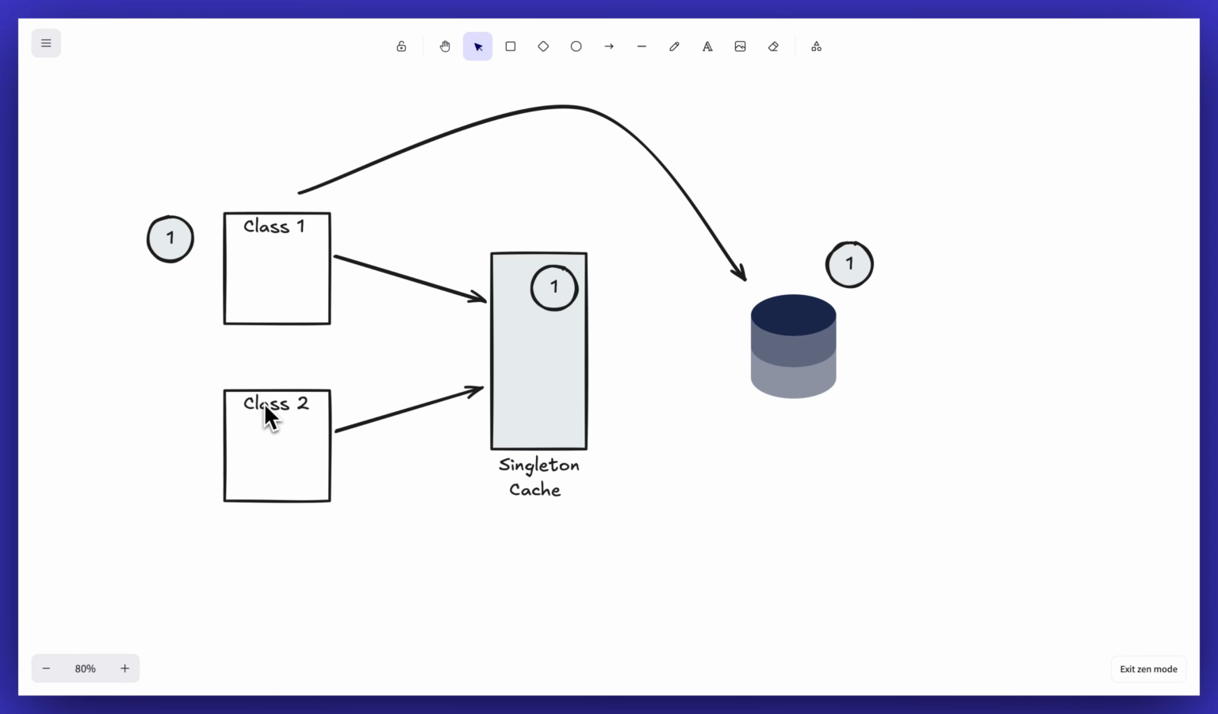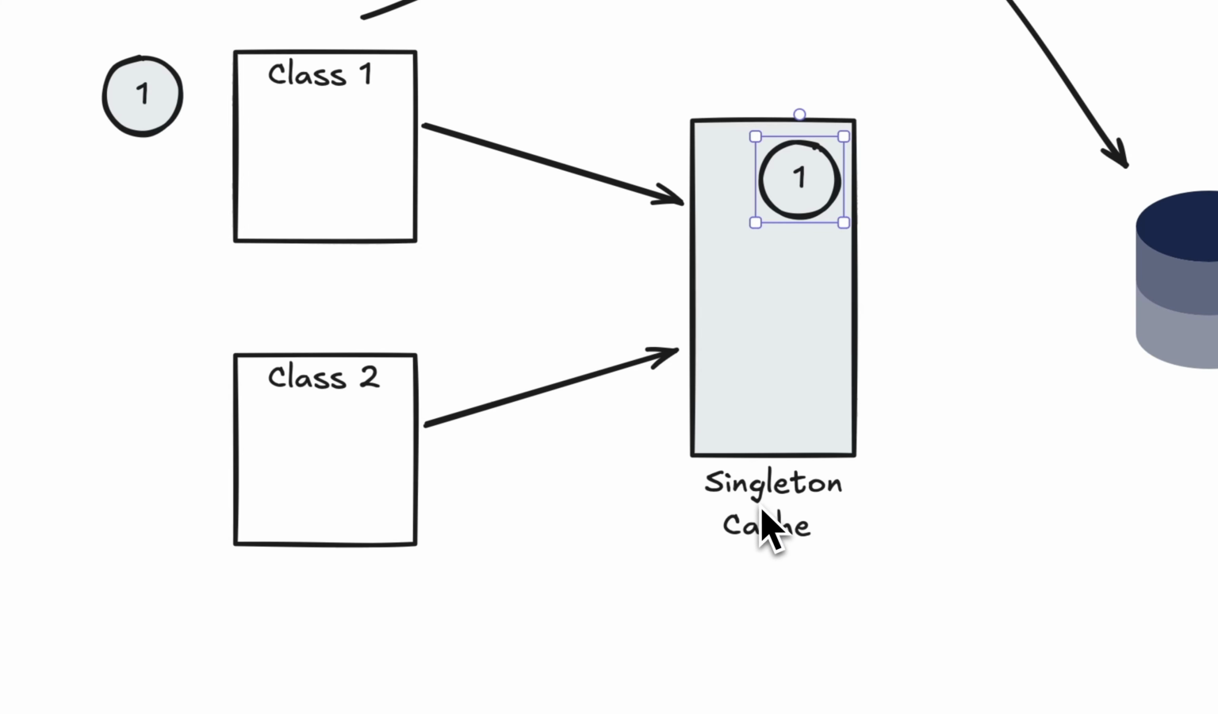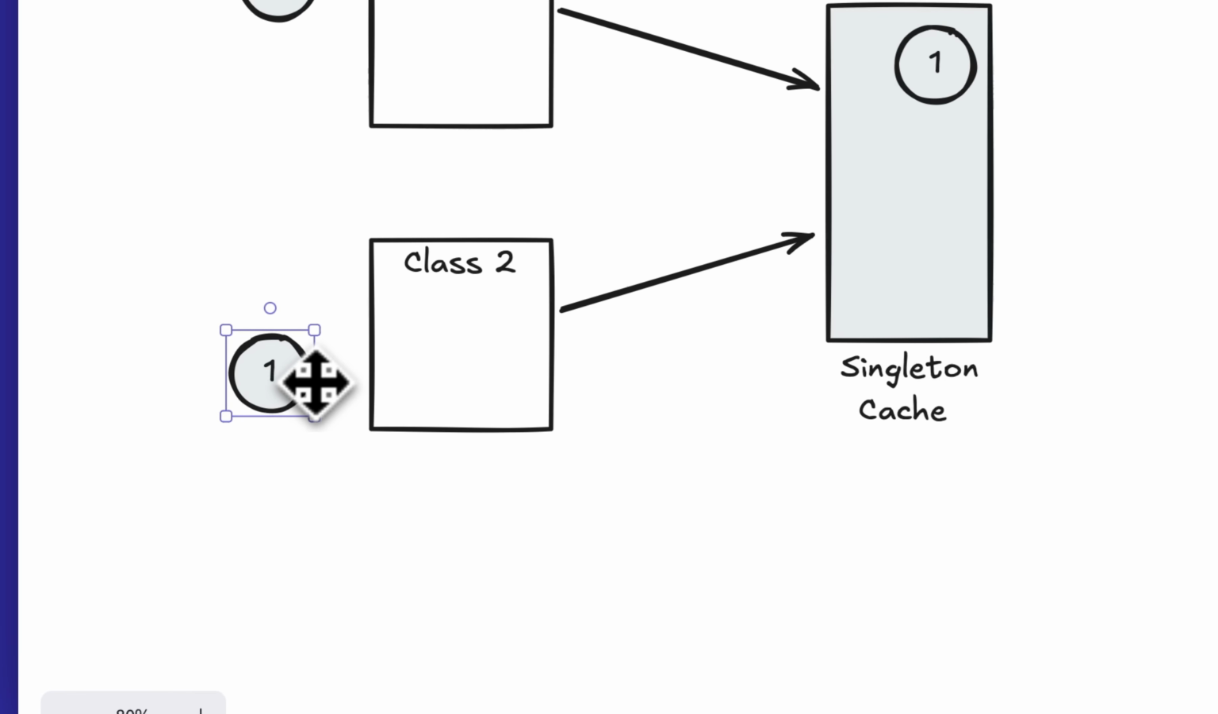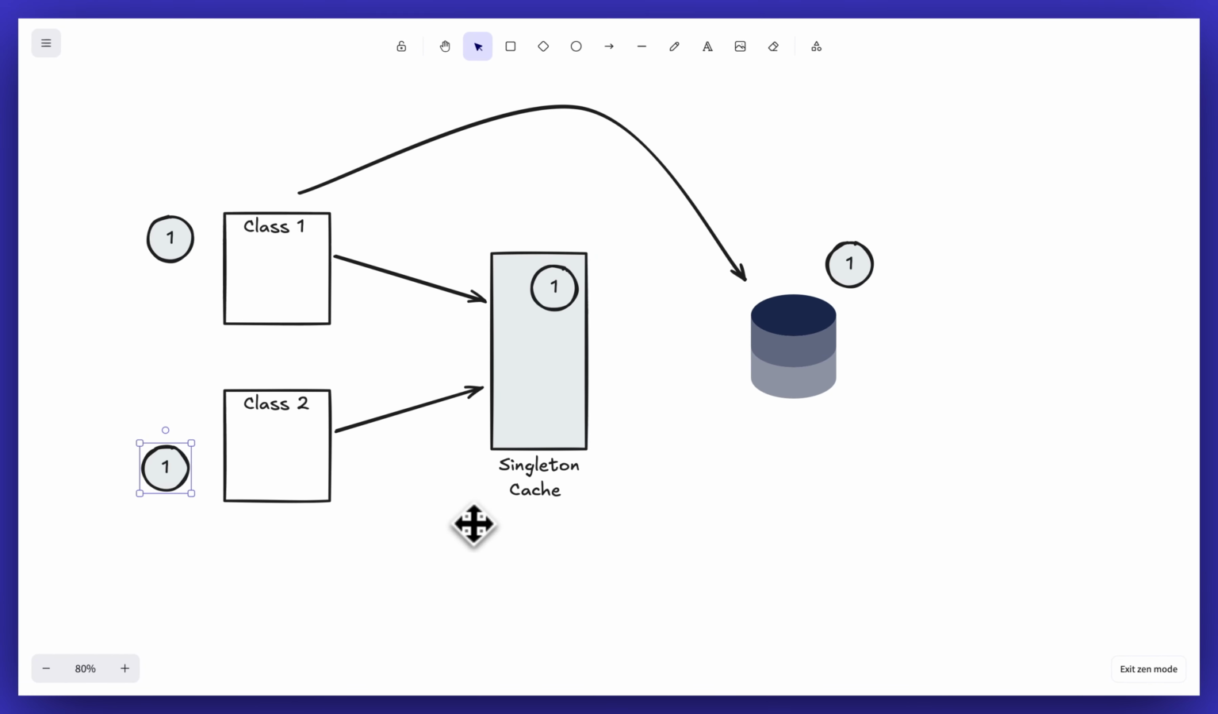Now let's say class 2 wants the same user. So it will first check the cache, and indeed that user is present into this cache, as you can see over here, because it was saved by the class 1. So now the cache will return the user object. This was possible because we are using one single object of this cache.